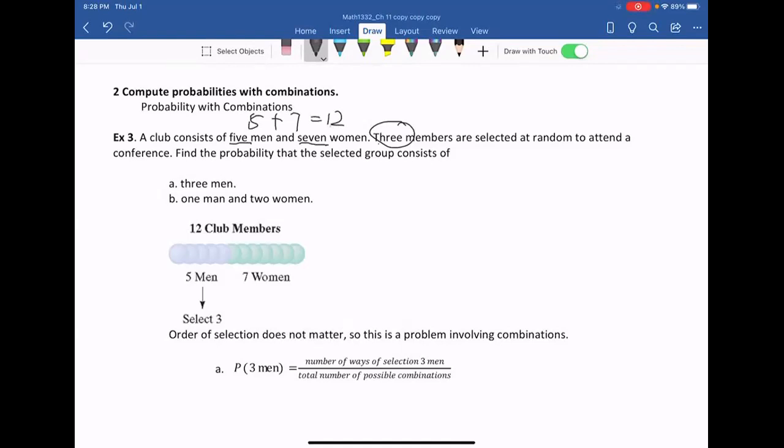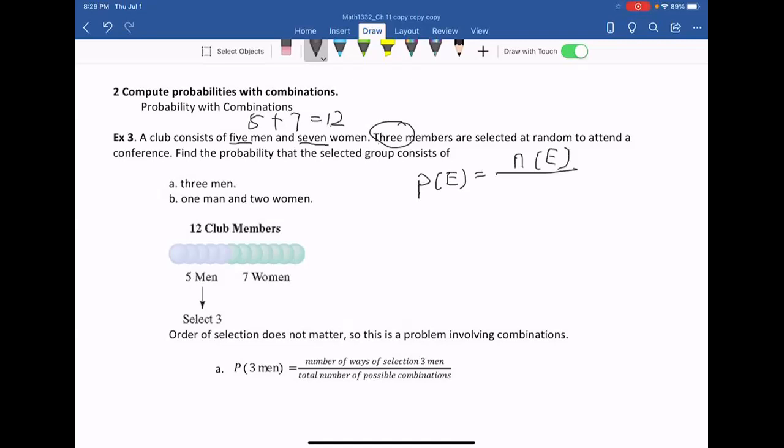Do we need to order these 3 people? No, we just select them and let them attend the conference. The order doesn't matter. So the probability of the event happening equals the number of ways the event could occur divided by the sample space.